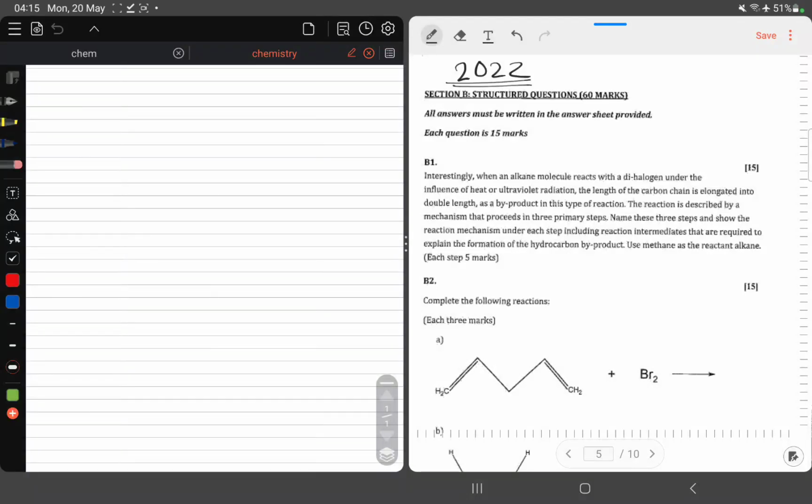Okay, so now let's quickly go through the 2022 section B, and let's see how far we can go. So we start with number B1.